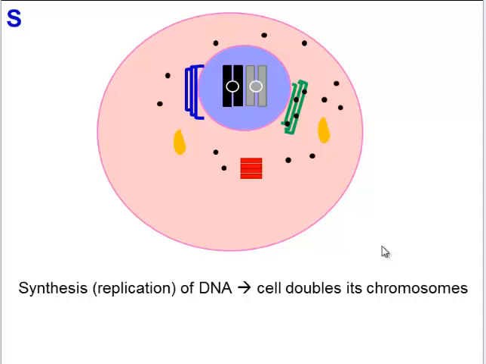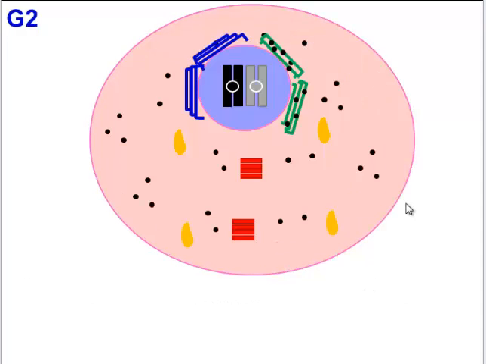It's important for the cell to double its chromosomes because if it's going to divide into two new cells, each of those new cells needs its own copy of the chromosomes. After S phase, the cell will enter G2. During G2, the cell grows again, and it also makes copies of its organelles and its molecules.